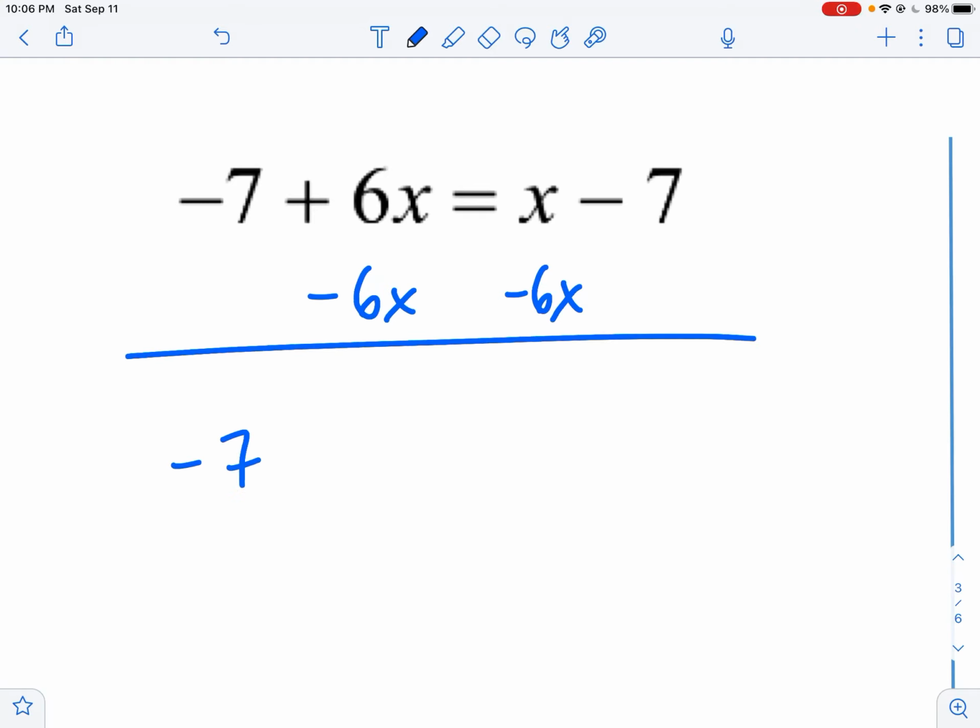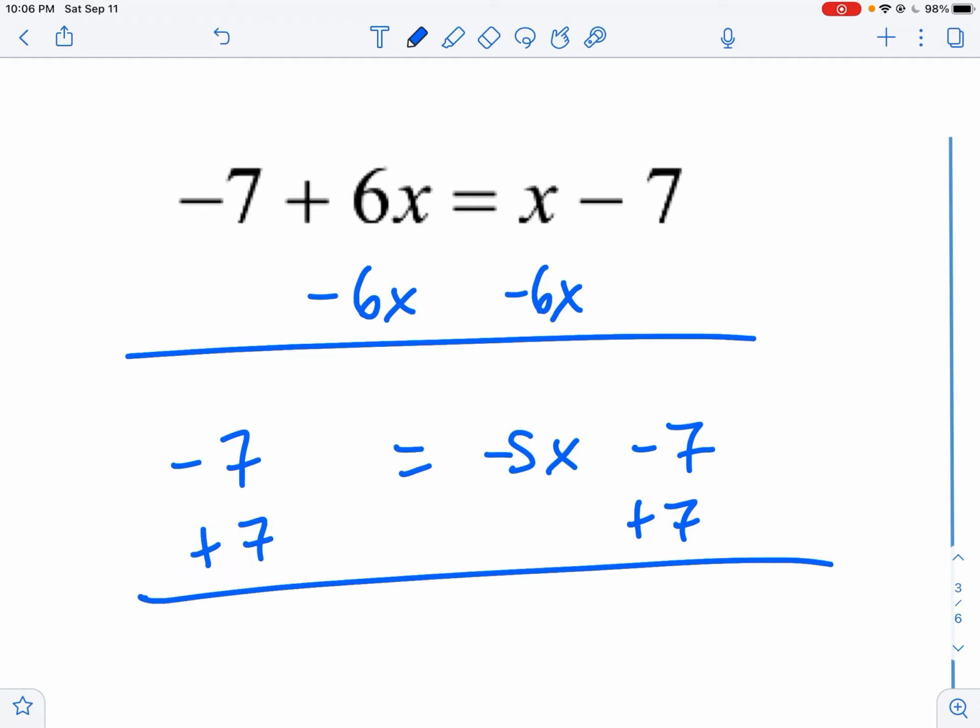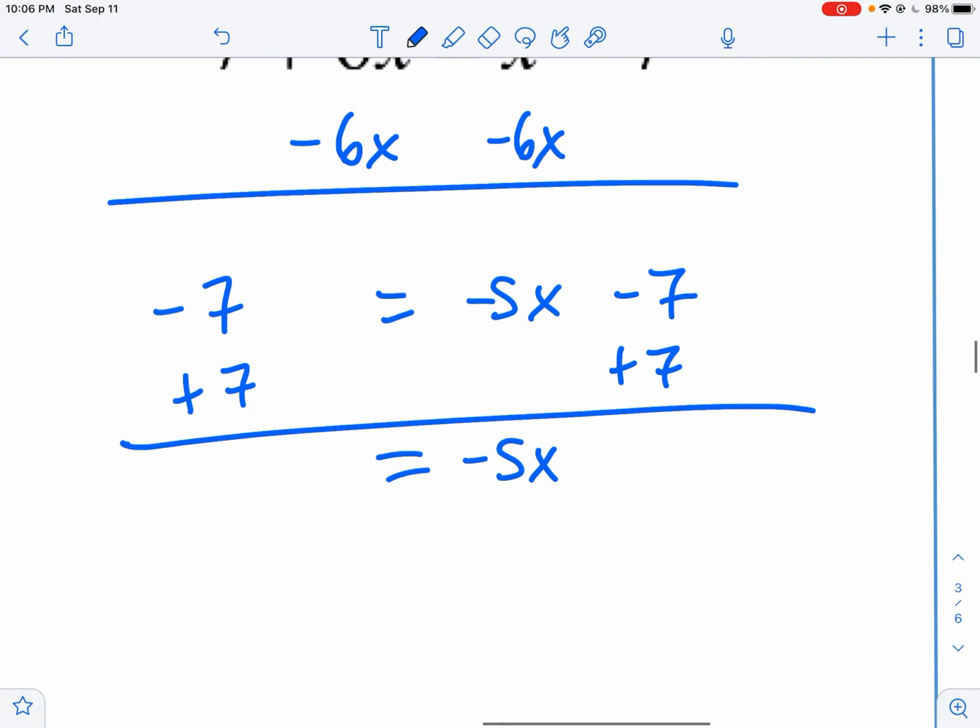I got negative 7 equals negative 5x minus 7. And now I need to get my x by itself. I need to get rid of the negative 5 and the subtract 7. This is farther away, so I'm going to add 7 first. And now I got negative 5x, and I got this. Negative 7 plus 7 is a number.